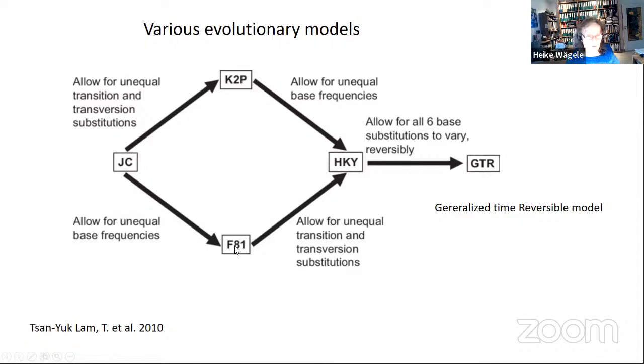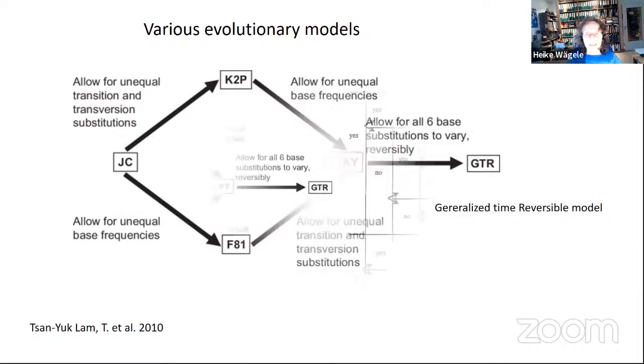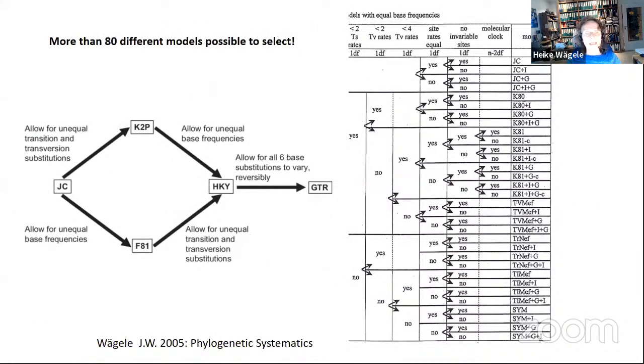Felsenstein, it's also a person, a very old one, 81. That is also still implemented, as far as I know, in some of the programs, but it's not giving enough freedom to the nucleotides to vary. Then you come along here to allow for unequal transitions and transversions. Then you come back to this model again. But in total, there are now 88 models available.